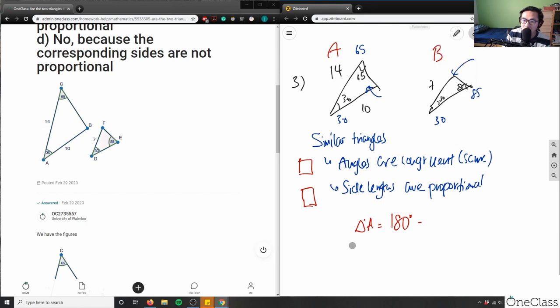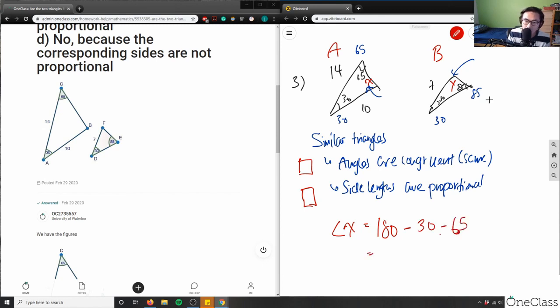Sorry, my notation is bad. I'm going to say that this here is x, and this here is y. So angle x would equal 180, the sum of all the interior angles, minus, and then I'm going to have to add up these two angles, so again, minus 30, and then minus 65.